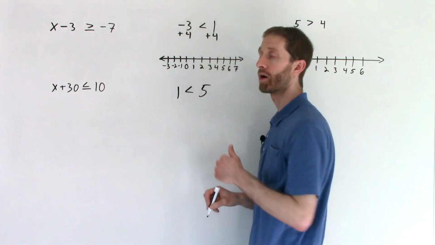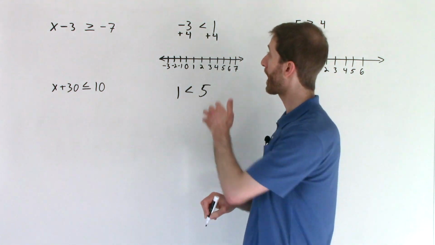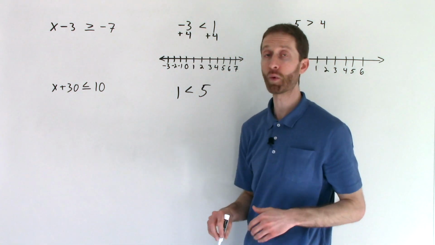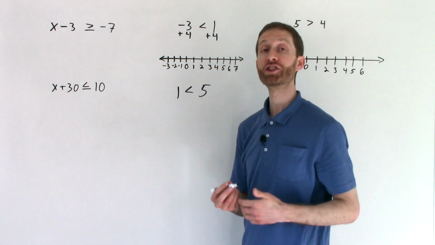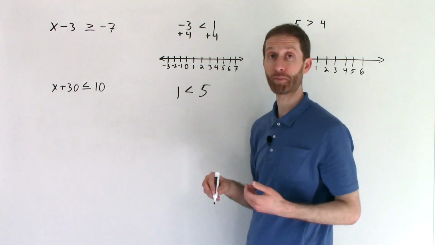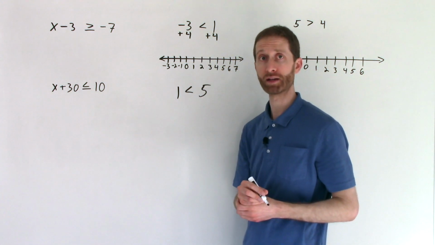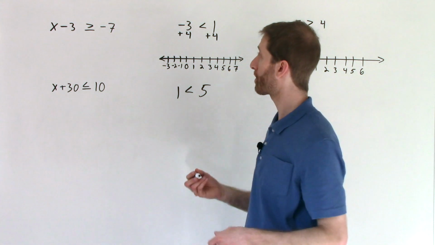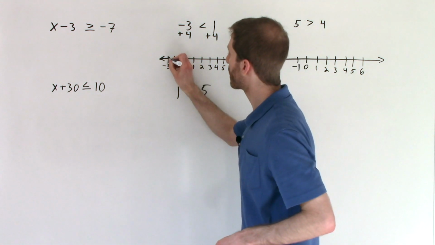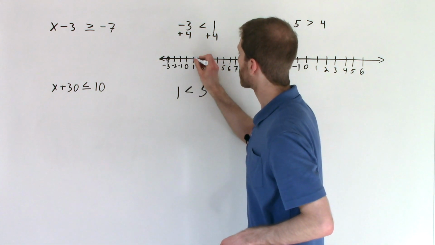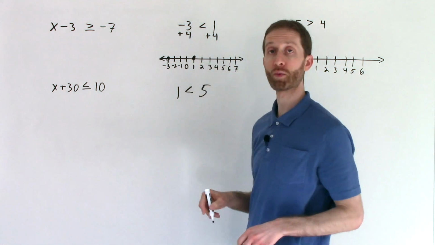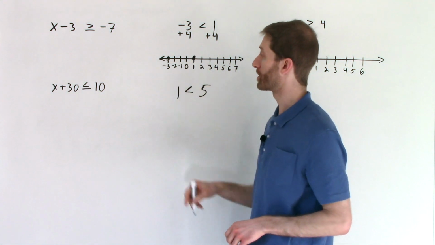Our original inequality stated that -3 was less than 1, and adding the same number to both sides of the inequality did not change the distance that these two numbers are apart, nor did it change the fact that the number on the left was less than the number on the right. Let's see further why that is on a number line. Well, we started out at -3 and at +1. +1 was 1 to the right of 0. -3 was 3 to the left of 0.